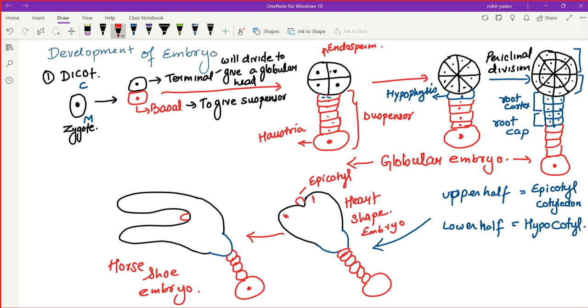We have three different stages of embryo: globular embryo, heart-shaped embryo, horseshoe-shaped embryo. I'll tell you which are the questions which can be asked. Okay, so they will be asking what is the sequence of the embryo: globular, heart-shaped, horseshoe-shaped. In globular embryo, they can also ask the sequence. So you should say 4-cell stage, 8-cell stage, and 16-cell stage. Clear? So these are the questions which can be asked from the development of dicots. Clear, Babu?